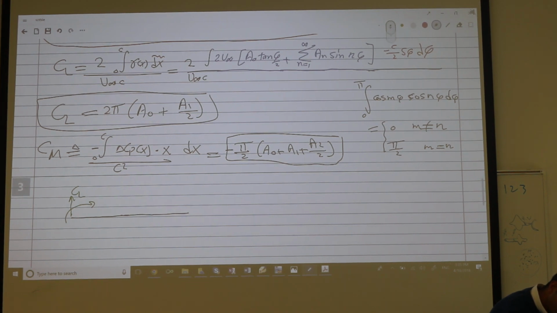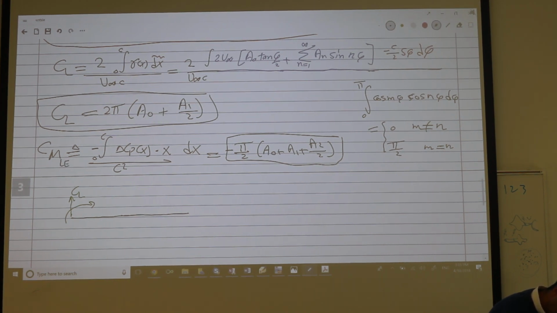Leading edge. This is CM leading edge. It's negative, but I just put it here in the positive sense. So you'll compute it, and it will be negative. This is CM leading edge, okay?